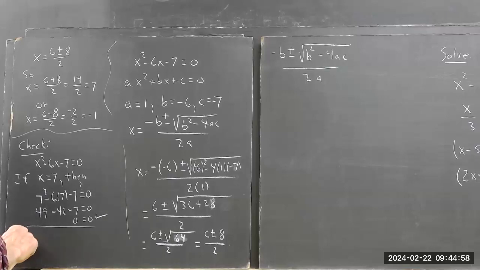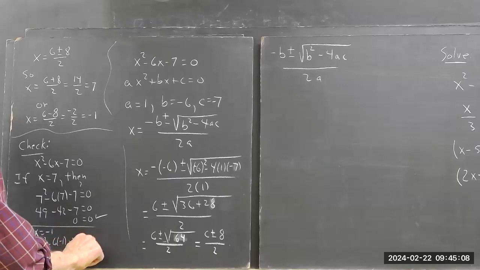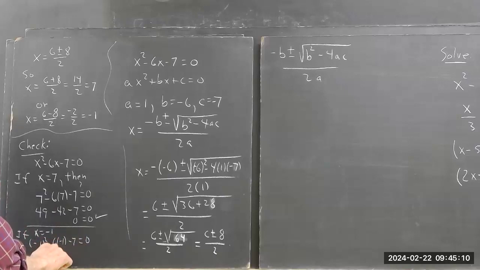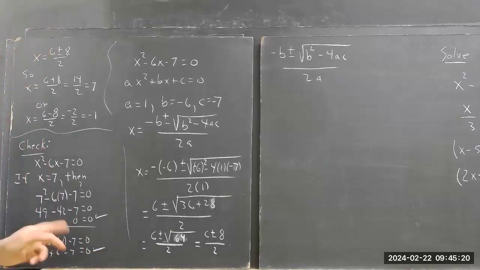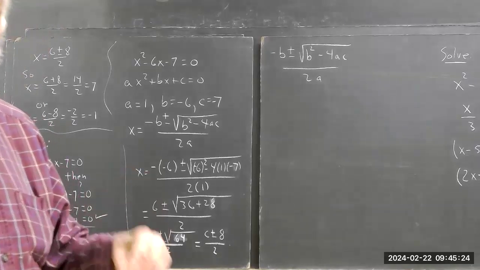And then if x equals negative 1, we get negative 1 squared minus 6 times negative 1 minus 7 equals 0, which is 1 plus 6 minus 7 equals 0. And I think anybody can see that 1 and 6 make 7. So 7 minus 7 is 0, so it fits. And now we're done. We're not done with the problem unless we've done the checks.